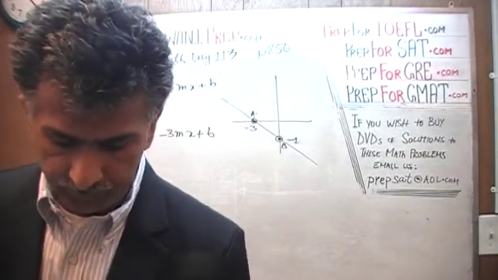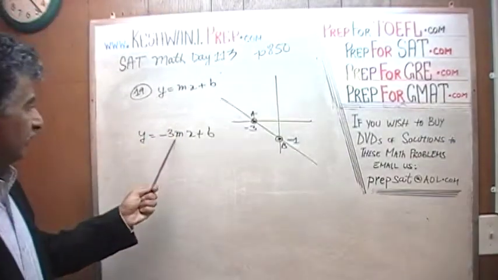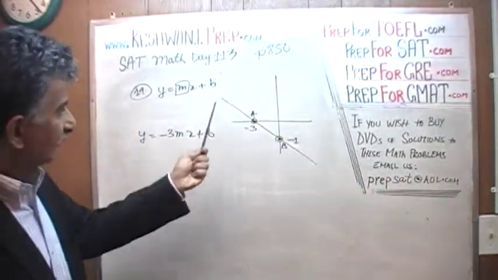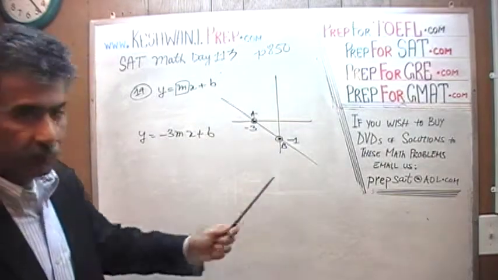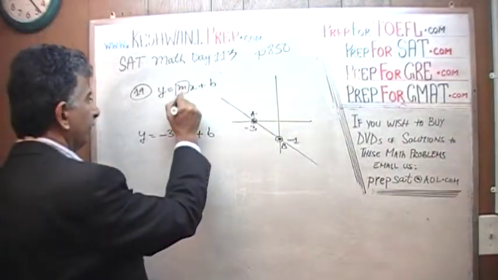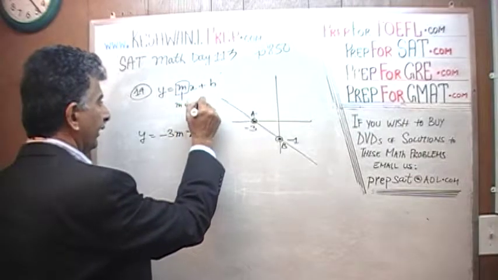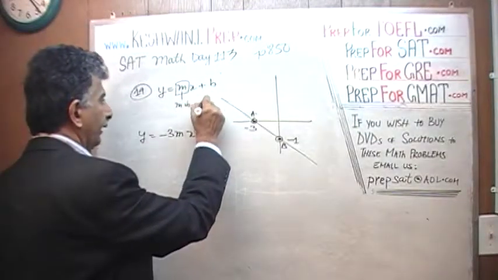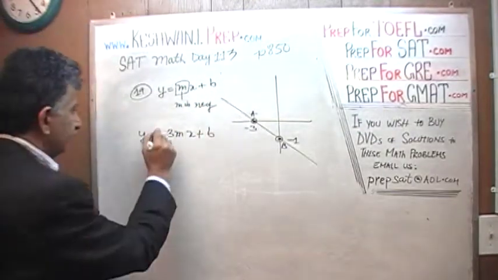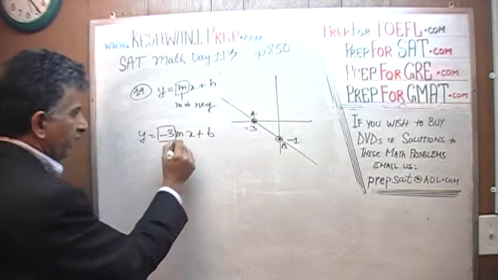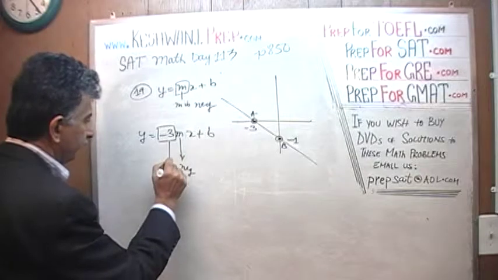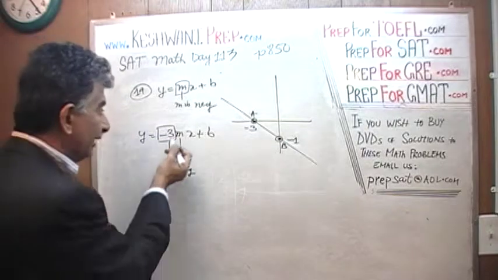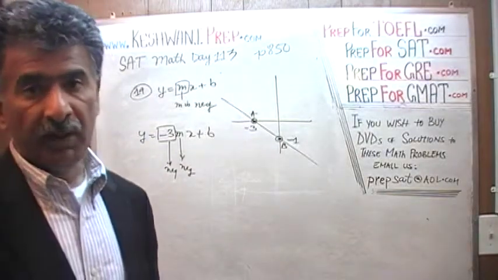Our job is to find the one that has 3 times as the slope. The slope of this graph is m. And since this line that is given to us is negatively sloped, that tells us that m is negative. Next thing that we notice is that it is negative 3 times m. M itself is negative, and negative 3 is negative. So negative times negative is positive, which means the line that we're looking for has to have a positive slope.